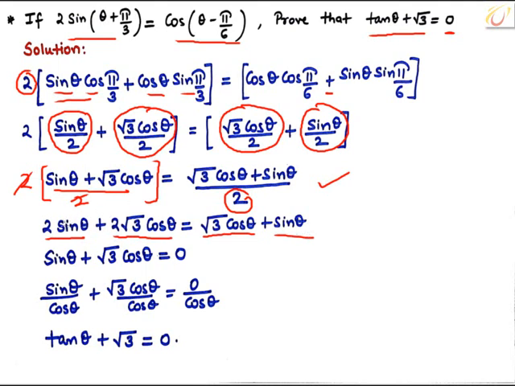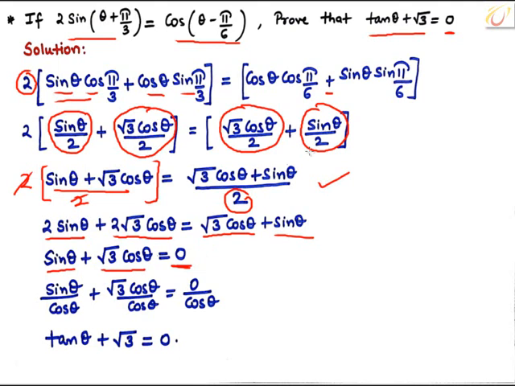So 2 sin theta minus sin theta will be sin theta. 2 root 3 cos theta minus root 3 cos theta will be root 3 cos theta is equal to 0. So now we are at this stage. On our LHS, we have sin theta and cos theta. On our RHS, we have a 0. And what is asked in the sum? Tan theta is asked in the sum.